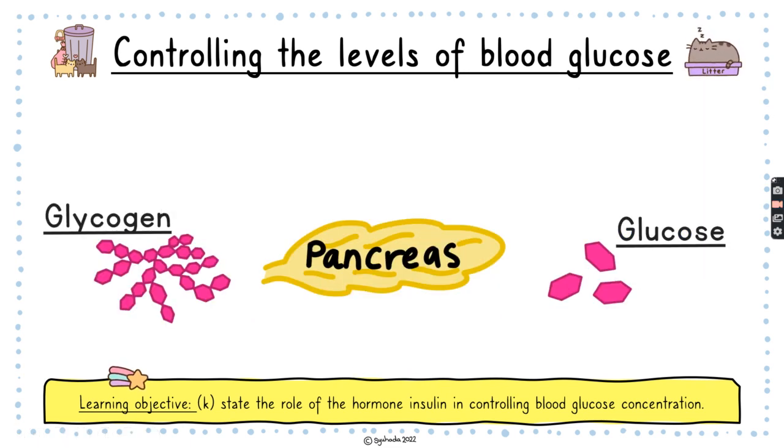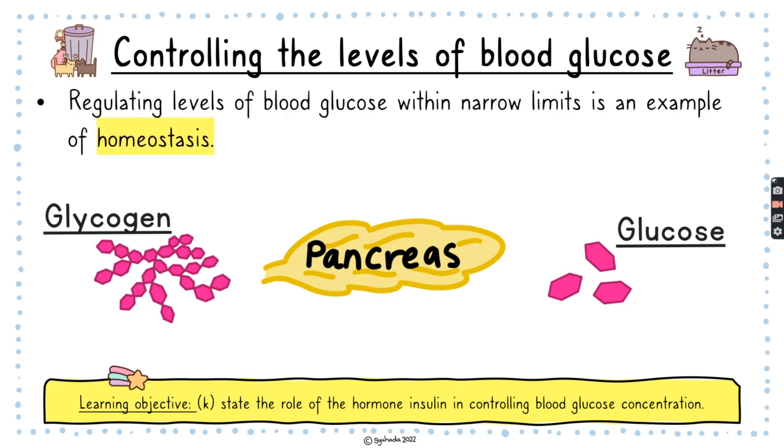So we have this increasing and decreasing of blood glucose level, and this has something to do with homeostasis. Regulating levels of blood glucose within narrow limits is an example of homeostasis. Remember that homeostasis is controlling the internal environment, and the environment we're talking about here is the blood glucose level. So the pancreas is also involved in homeostasis.